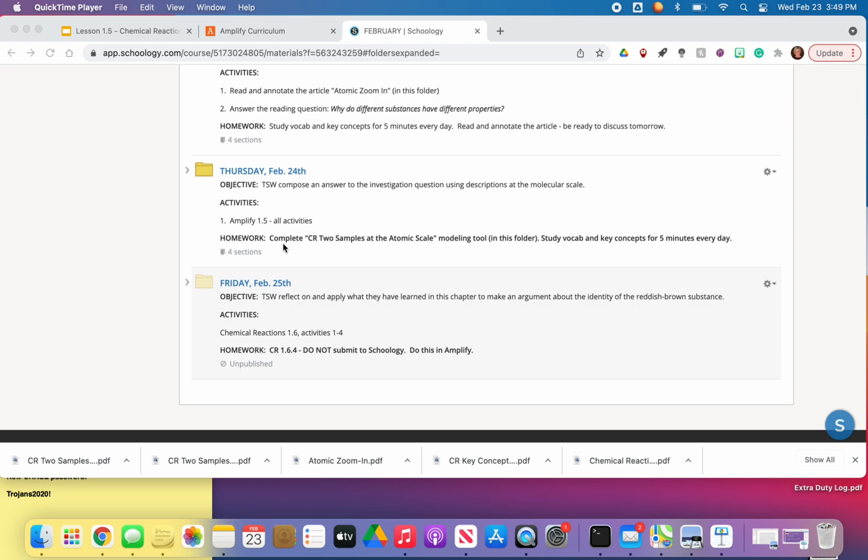So if I were you, I would go ahead and go to your assignment notebook. I want you to write in your assignment for today. And that is, the name of the assignment is CR, which means chemical reactions, 2 samples at the atomic scale. So this is the name of the assignment that's in Schoology, and this is what you're going to turn in. This is actually a worksheet.